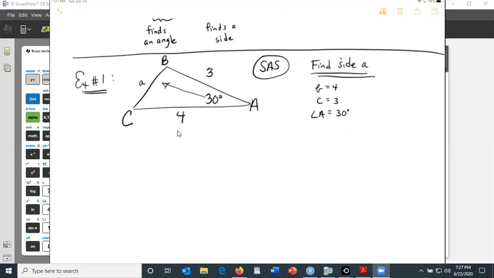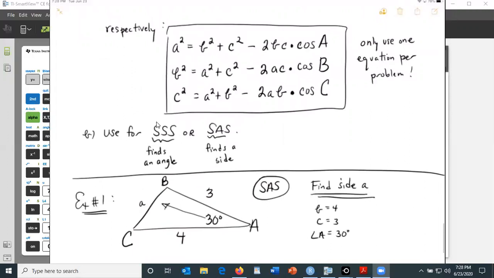Now, which formula do I use? I don't necessarily always have to use the one that has side A as the first letter, because side A is in all three formulas. The second formula is no good because it uses angle B. I don't know angle B. The third formula is no good because I don't know angle C. So in this problem, we have to use the first formula because we know angle A.